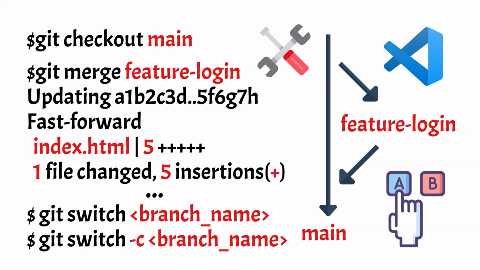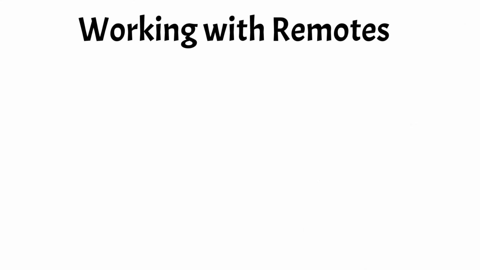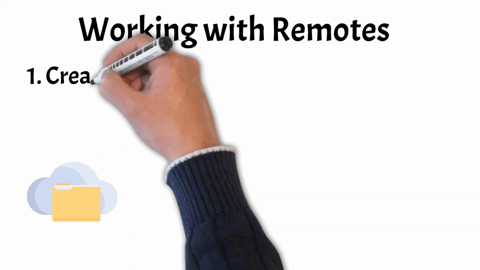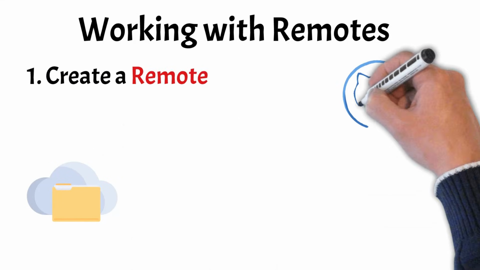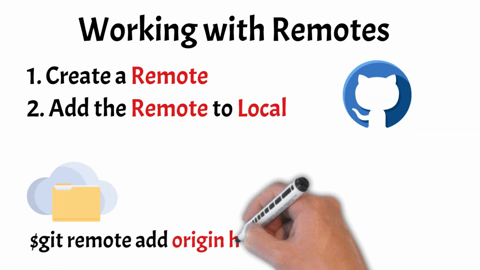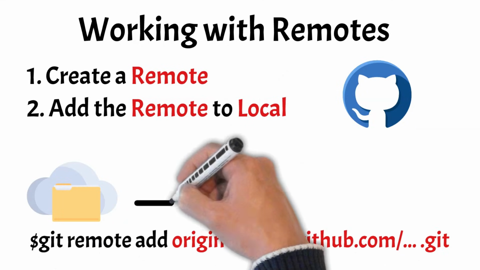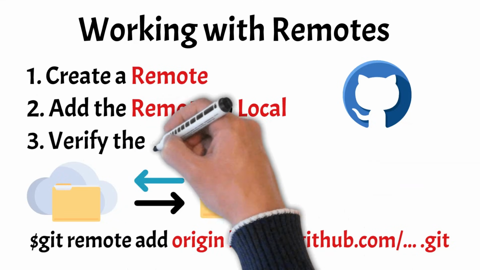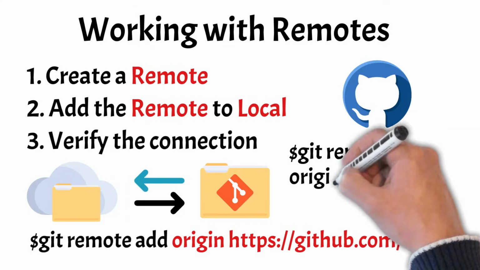Up until now, we've been working locally on our own machine. But to collaborate effectively, we need a remote repository. First, you create one on a platform like GitHub. Then, you connect your local repository to it using a name like origin, which is simply a conventional alias Git uses to refer to that specific remote repository. You can verify this link to see both the fetch and push addresses.